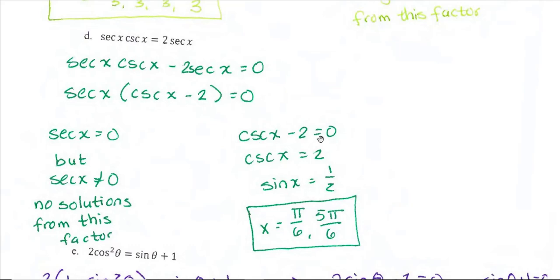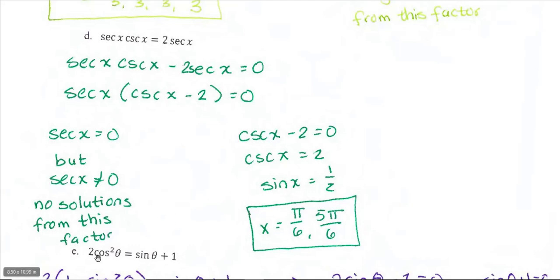Here, cosecant minus 2 equals 0. That gives us that the cosecant is equal to 2. If you don't know where the cosecant is equal to 2, well, that means that the sine is equal to 1/2, and that happens at pi over 6 and 5 pi over 6.